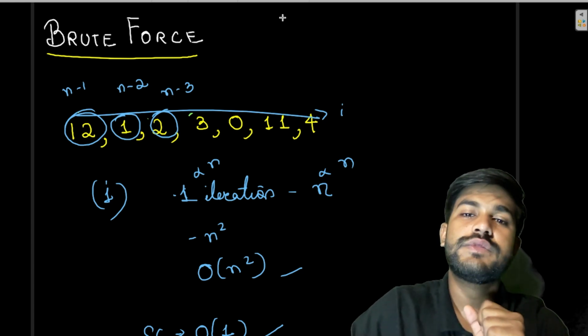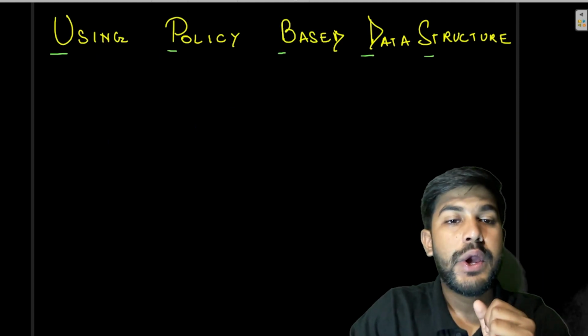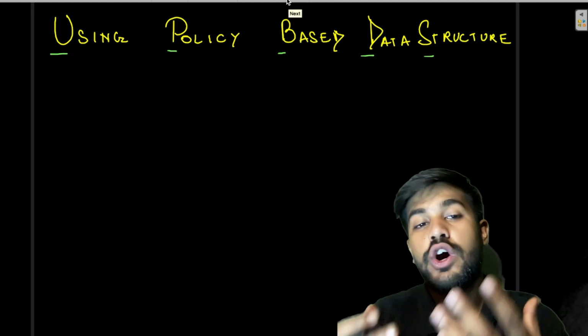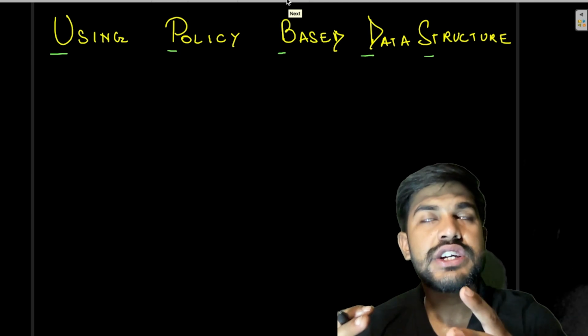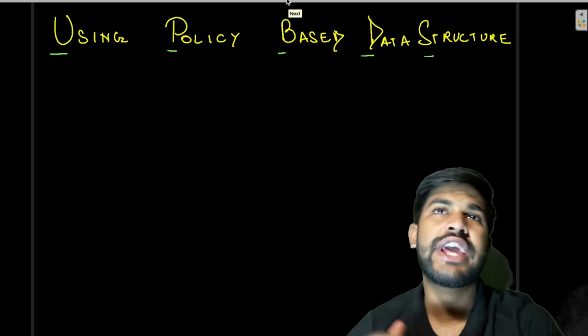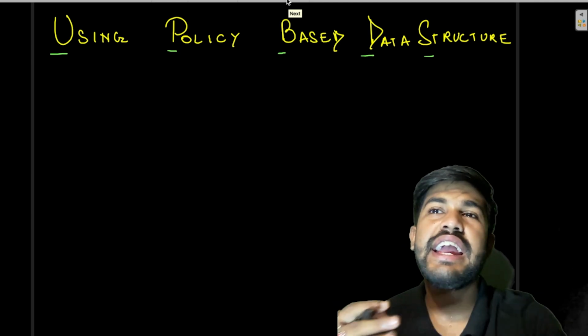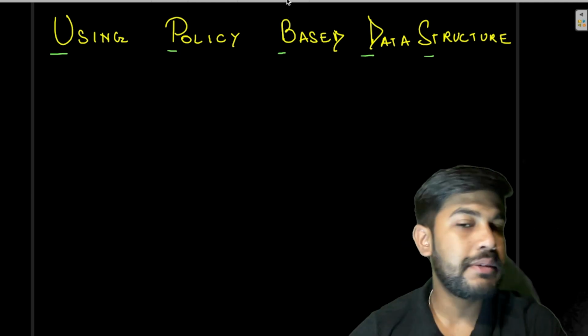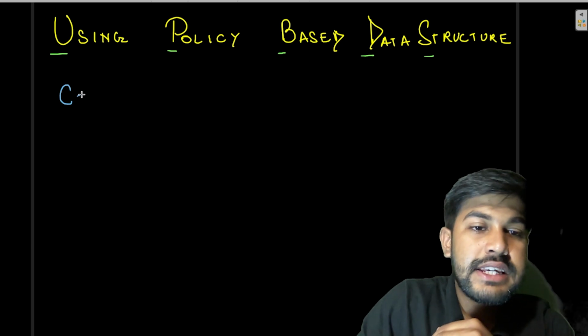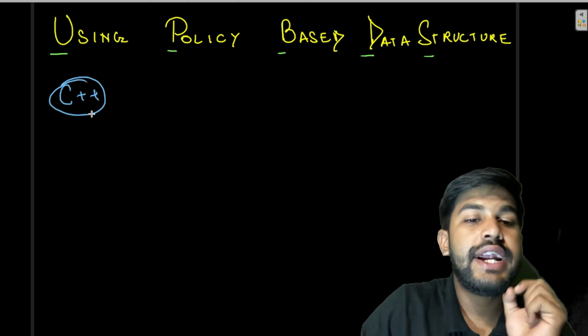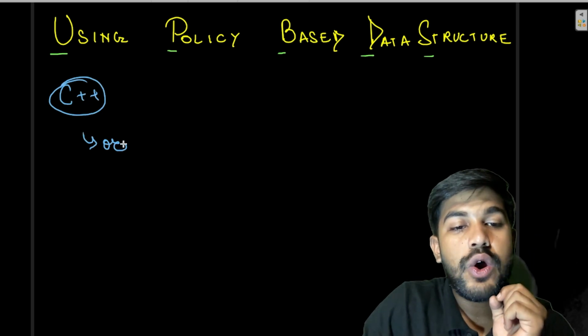Okay, now let us move forward with the usage of a policy-based data structure. A policy-based data structure can be thought of as the hidden gem in the C++ STL. Okay, so in C++ STL, we have a kind of hidden gem that is known as ordered set.